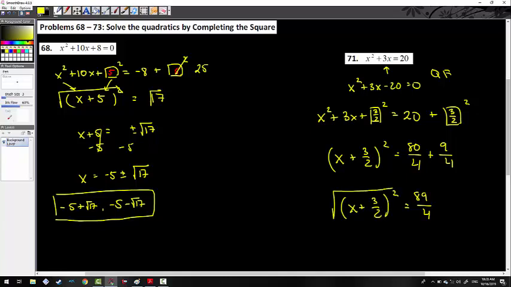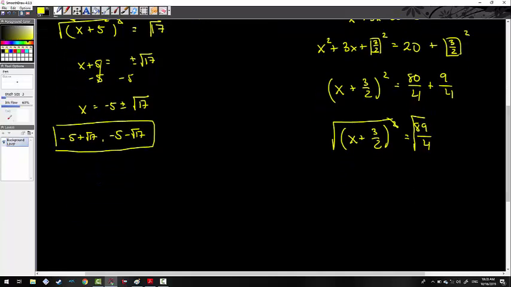From here, square roots on either side. So what I get is x plus 3 halves is equal to, square rooting these guys individually gives me root 89 over root 4, which is 2. Don't forget the plus or minus.